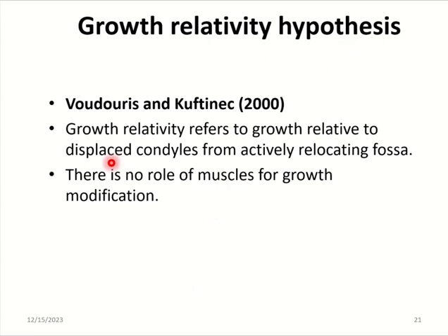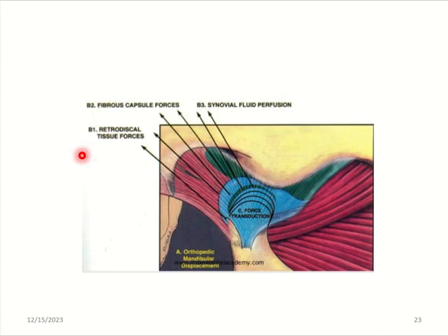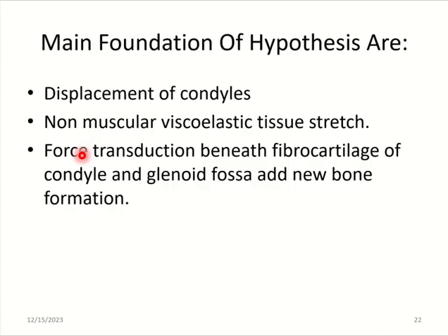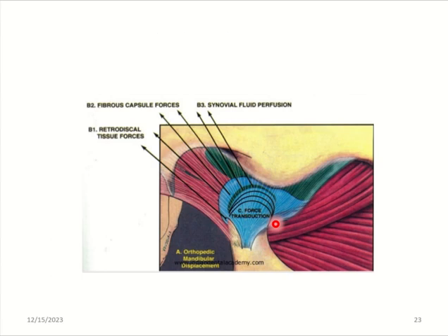Growth relativity hypothesis. Voudouris and Kuftinec in 2000 gave that the growth relativity refers to the growth relative to the displaced condyle from actively relocating the fossa. So there is no role of muscles for the growth modification. So the main foundation of the hypothesis is the displacement of the condyle because a new configuration has happened. A non-muscular viscoelastic tissue stretch is there, that is the retrodiscal tissue. The force transduction beneath the fibrocartilage of the condyle and the glenoid fossa will add new bone formation to the condyle as well as the glenoid fossa.